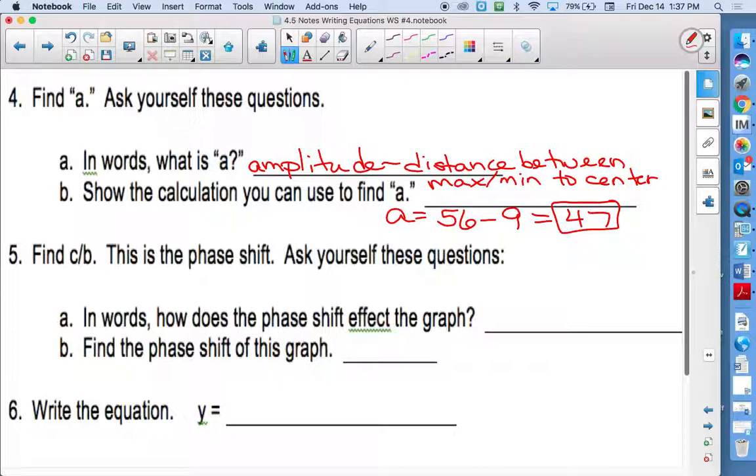The very last thing we have to find is c over b. So we're not finding c because we factored that b out so that we could just find the phase shift. So again, it says in words, how does the phase shift affect the graph? It's how it moves it left to right. Yeah. So however it moves it, left or right. It is also the starting point of our graph.